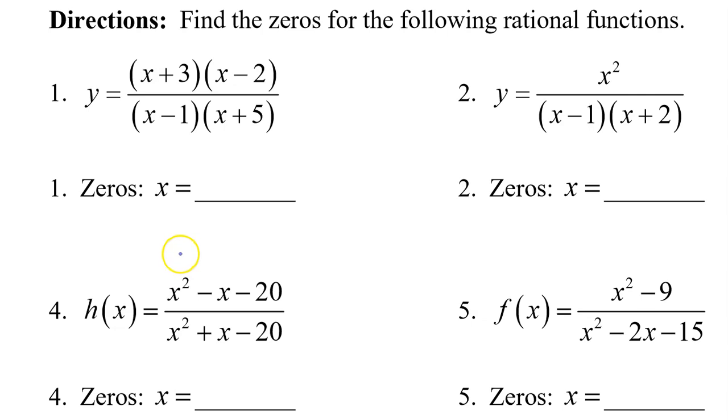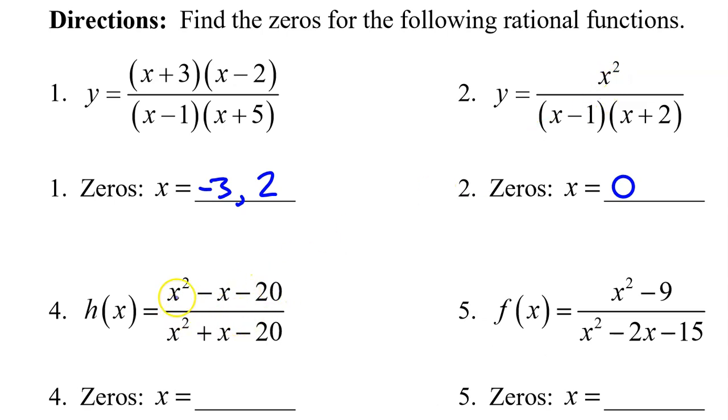Before we get into solving rational inequalities, let's warm up by finding the zeros of rational functions, which is the first step. A rational function will equal 0 where the numerator is equal to 0. So for number 1, the zeros are x equals -3 and +2. Similarly, if we set x squared equal to 0 and solve, we just get x equals 0. The zeros only come from the numerator.